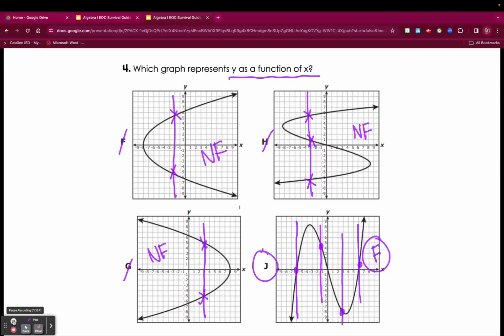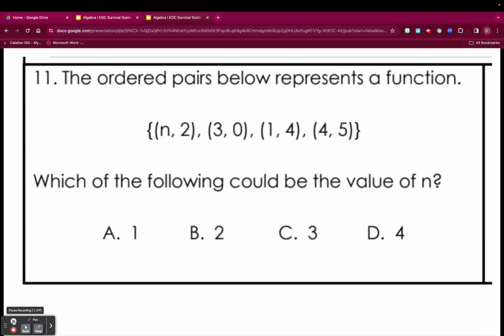So that is going to go ahead and complete your function foldable. Now I'm going to go ahead and do number 11 off of your assignment. So, number 11 says the ordered pair below represents a function. And so it gives us a set of ordered pairs, and we want to know which of the following could be the value of n.